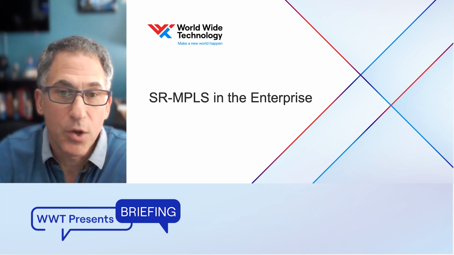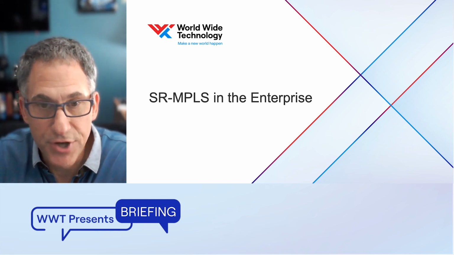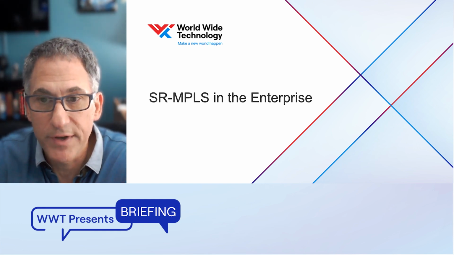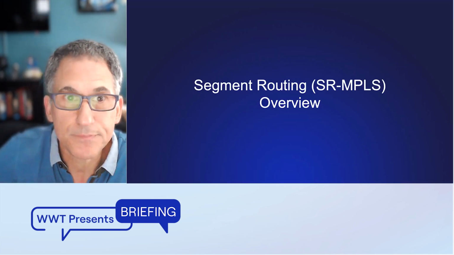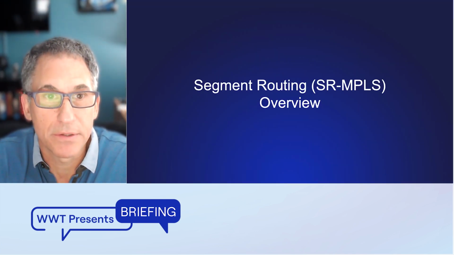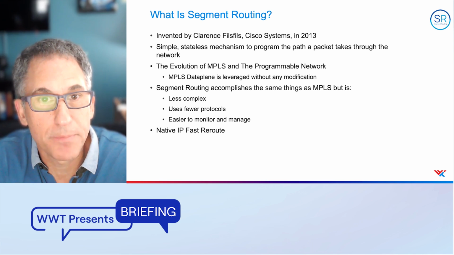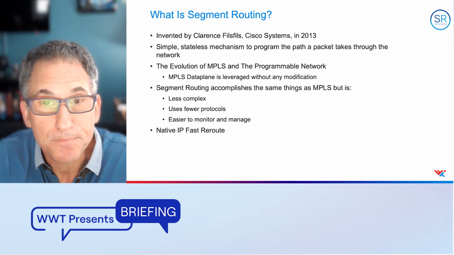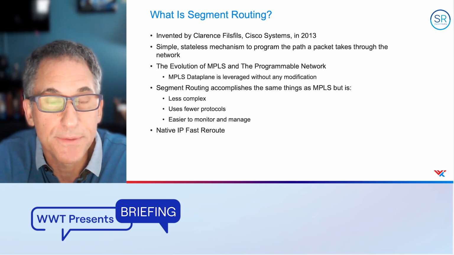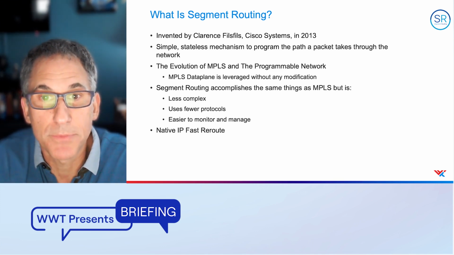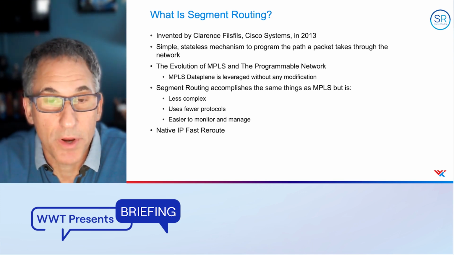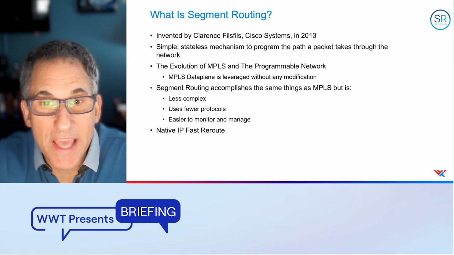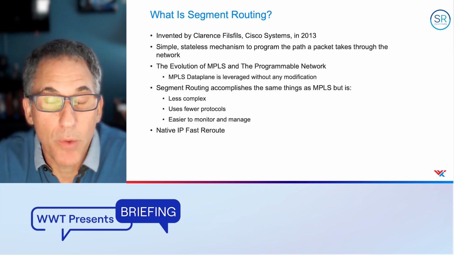But before we do that, we need to talk about SR-MPLS in general. So let's go through an overview of SR-MPLS. So what is segment routing? First of all, segment routing was invented by Clarence Filsfils from Cisco Systems in 2013. It was a follow-on to MPLS. It's a simple stateless mechanism to program the path the packet takes through the network. It is often referred to as the evolution of MPLS in the programmable network.